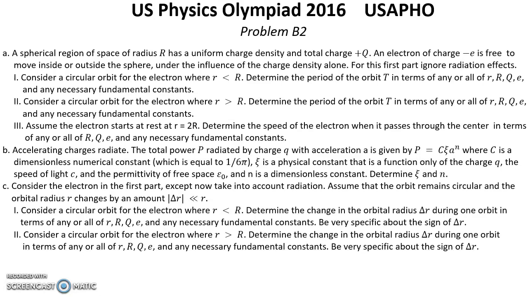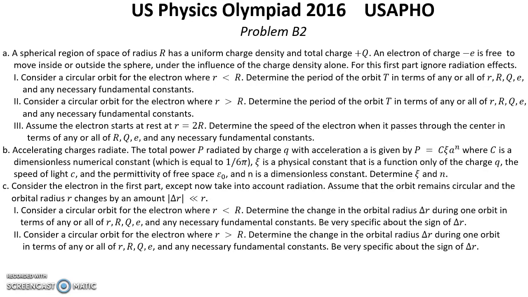Question 3. Assume the electron starts at rest at small r equal to R. Determine the speed of the electron when it passes through the center in terms of any or all of big R, q, e, and any necessary fundamental constants.